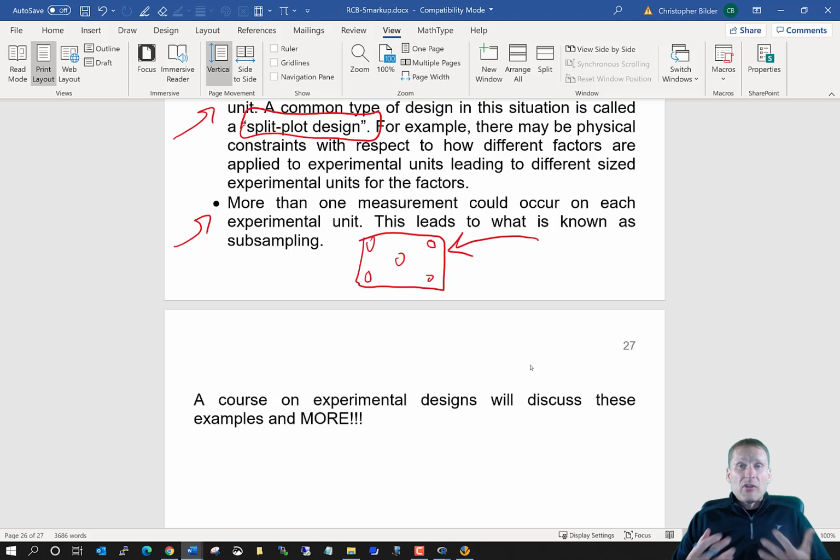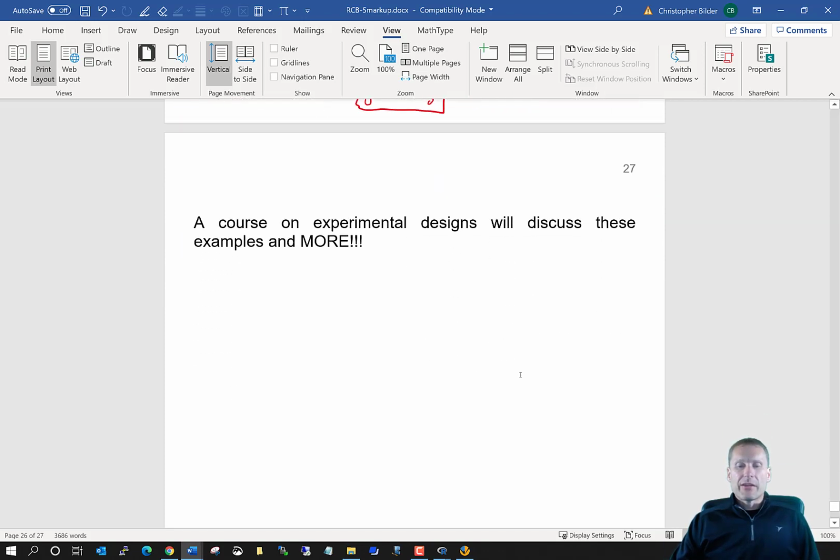Now, how to take into account this? That's what will be discussed in the experimental design class. This idea of taking multiple measurements on the exact same experimental unit is called subsampling. So anyway, if you really like this stuff, I encourage you to take another class on experimental design.